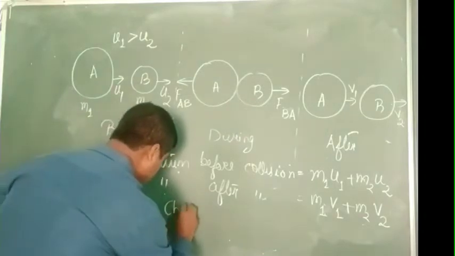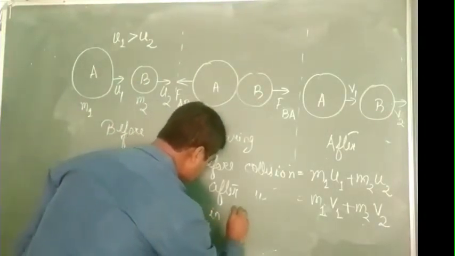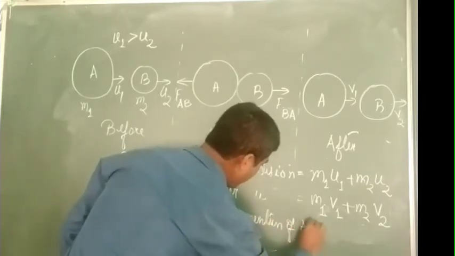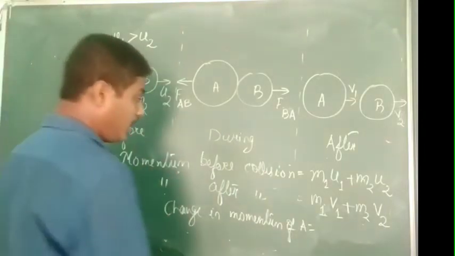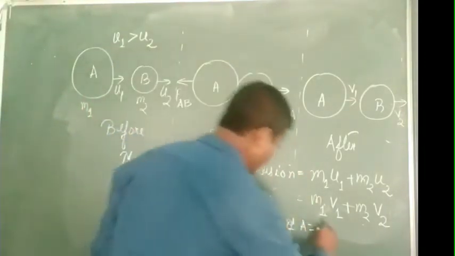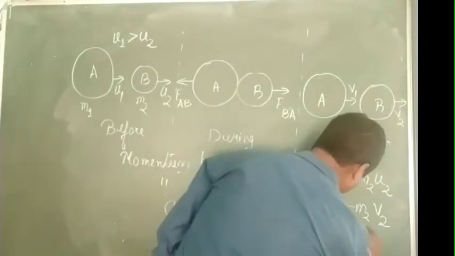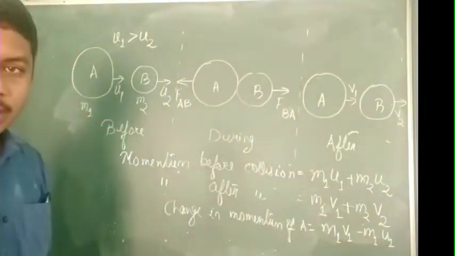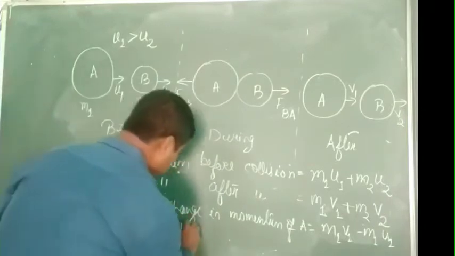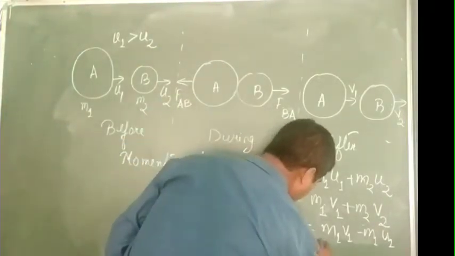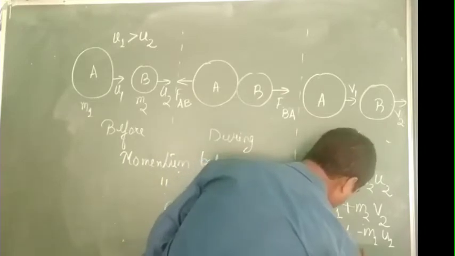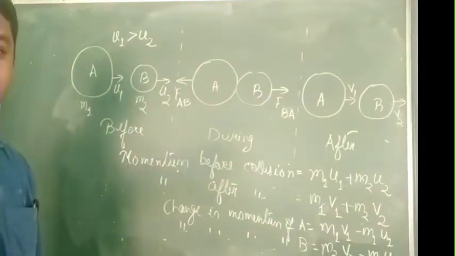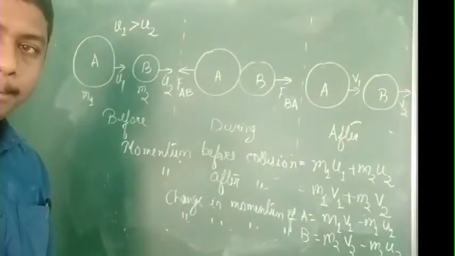So if I write the change in momentum of A, it will be the final minus the initial, that will be m1 v1 minus m1 u1. This will be the change in momentum. Clear? If I write the change in momentum of B, this will be m2 v2 minus m2 u2. This is the change in momentum.